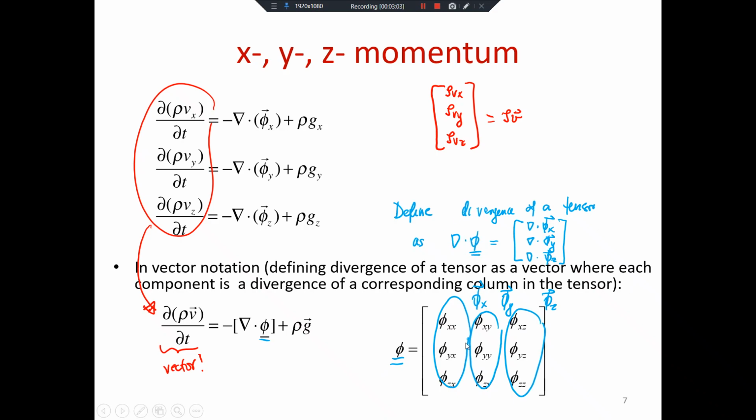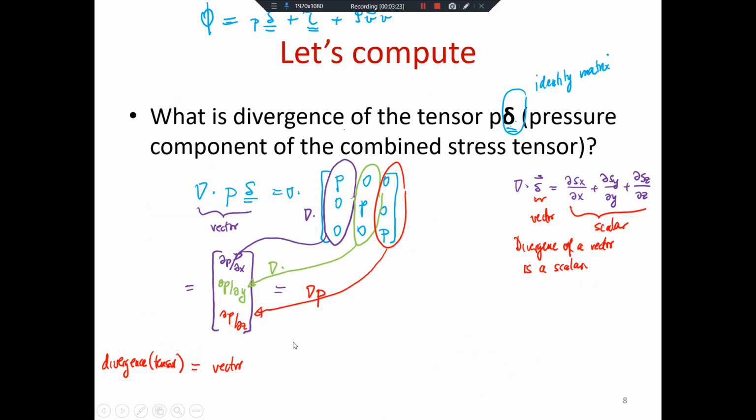The divergence of some tensor phi, which can be written out here as this, is the divergence of the first column, the divergence of the second column, and the divergence of the third column put together into a vector. So great. So now with that, this is just to basically make this notation shorter. We actually had in class an exercise of what happens.